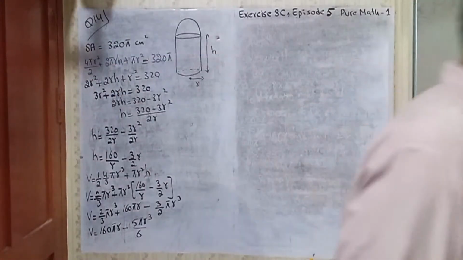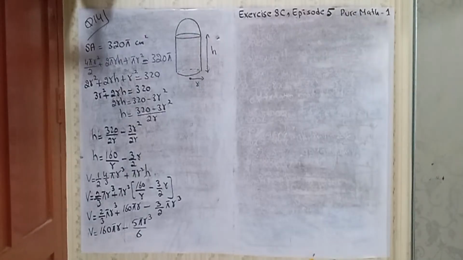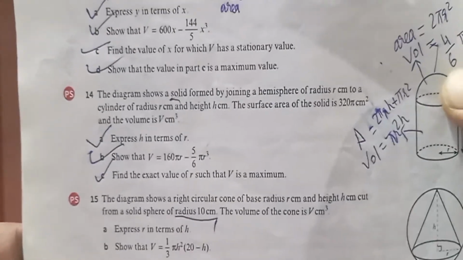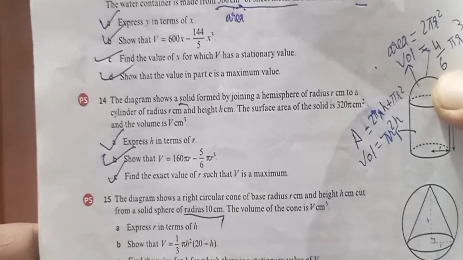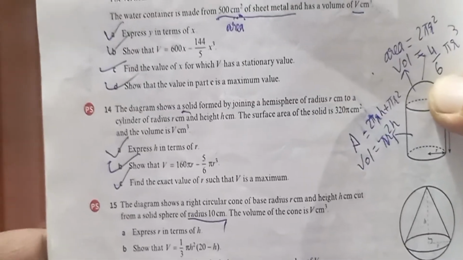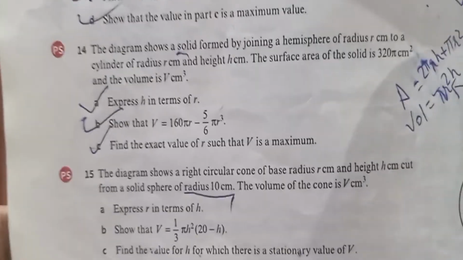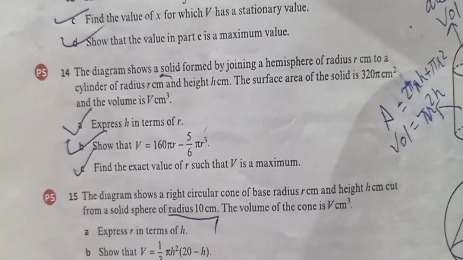You can check this on the calculator as well. So let's see. Oh yeah, our answer is right. This is what we were supposed to show. You can look here, question number 14: the volume is equal to 160 pi R minus 5 by 6 pi R cube. This is what they ask us to show. Okay, so our answer is right.